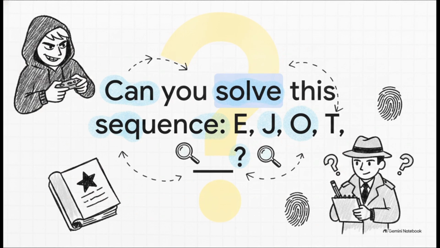Now, code makers aren't always that nice, right? Sometimes they like to make things a little trickier. So prepare yourself for a tougher mission from the manual. Let's see if you can find the hidden pattern in this series. E, J, O, T, and a blank. Now, these aren't just vowels. They don't spell a word. To the untrained eye, it literally just looks like random confusing letters. But hey, you're trained detectives now. How are we going to figure this out?